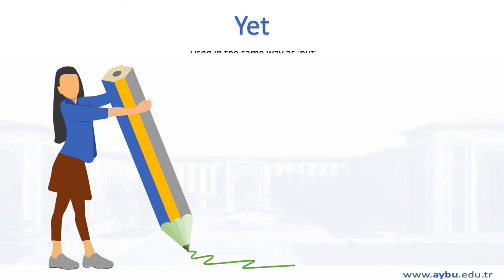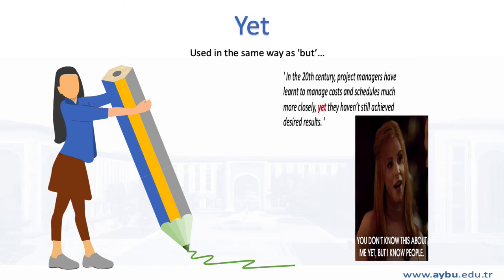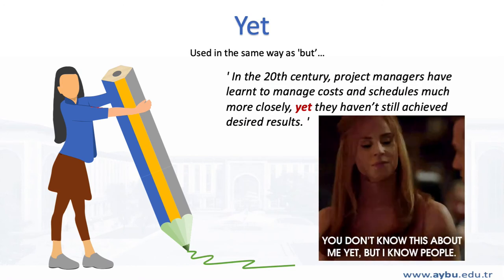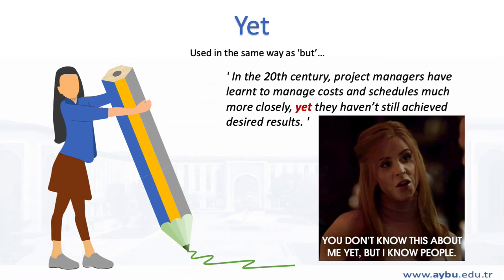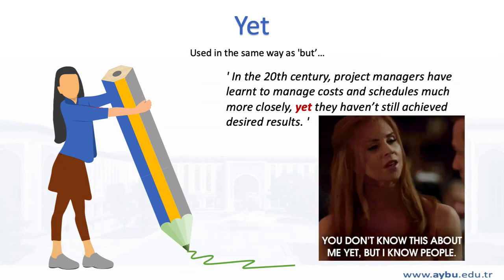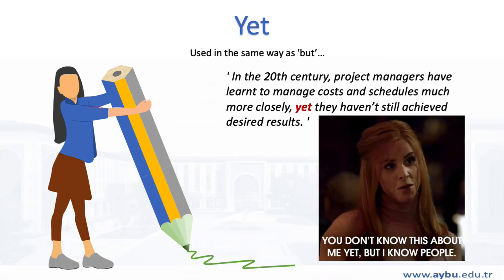Lastly, there is yet, which is very similar to but. Please look at the example. In the 20th century, project managers have learned to manage costs and schedules much more closely, yet they haven't still achieved desired results.